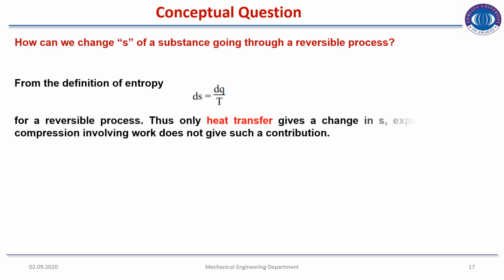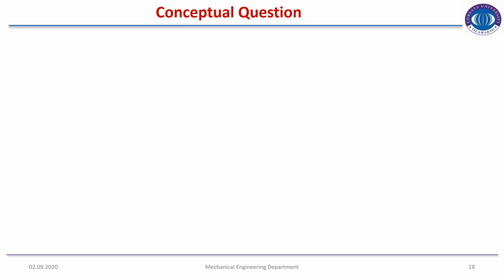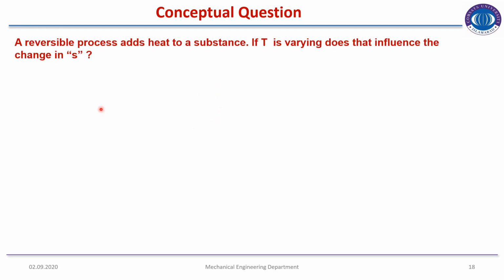So there are some conceptual questions and answers. The first one is, how can we change S of a substance going through a reversible process? From the definition of entropy, ds is equal to dq by T. So for a reversible process, only heat transfer gives a change in S. Expansion and compression involving work do not give such a contribution. From the mathematical relation, we know that the change of S is due to heat transfer, that is dq. A reversible process adds heat to a substance.